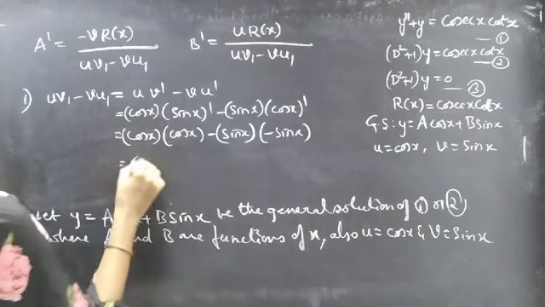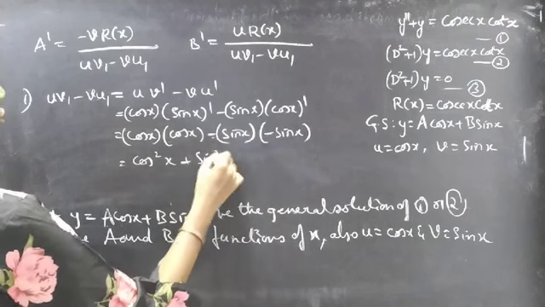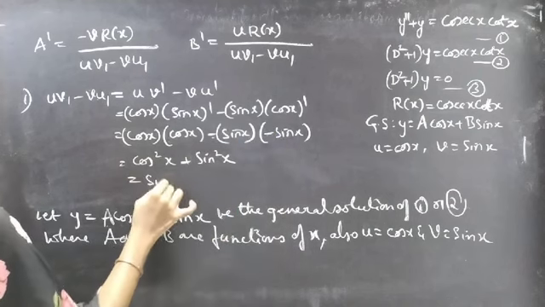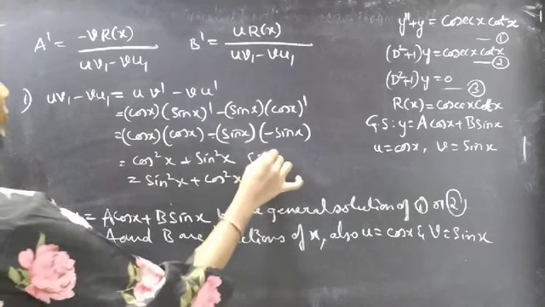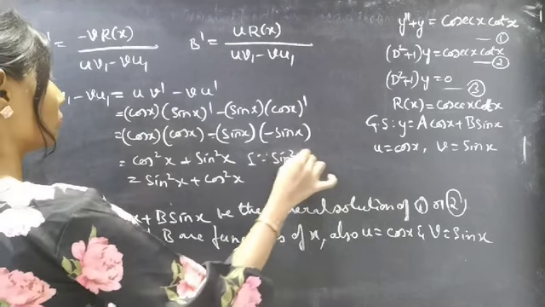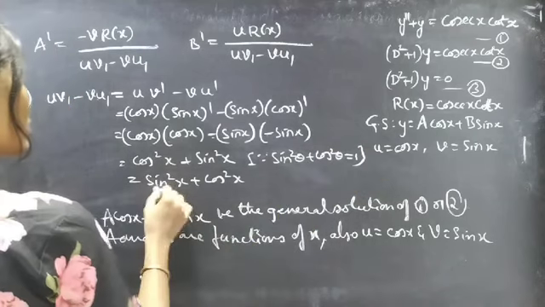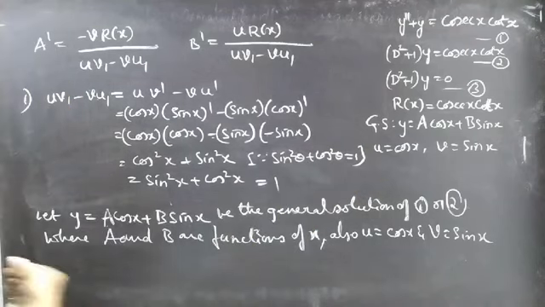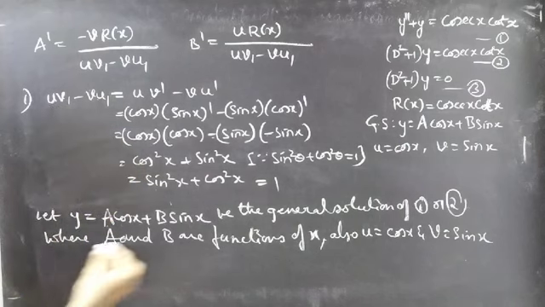This becomes cos square x minus into minus plus sin square x, or we can write it as sin square x plus cos square x. Since sin square theta plus cos square theta equals 1, we get sin square x plus cos square x equals 1. Now we got the uv1 minus vu1 value, which is 1.